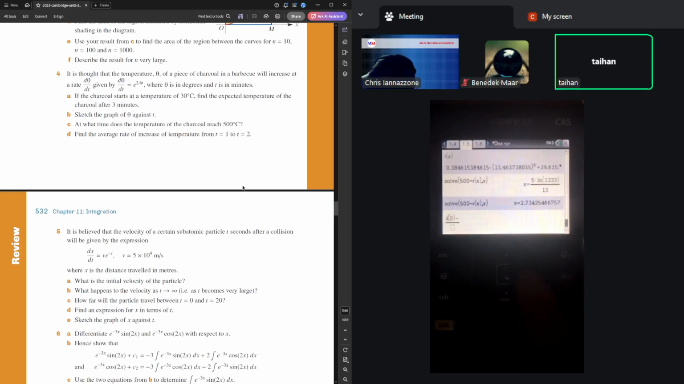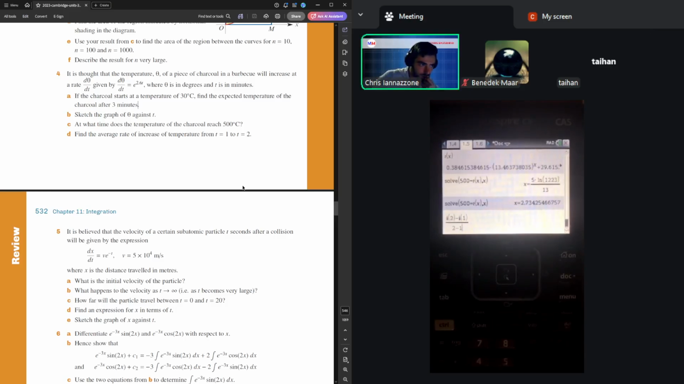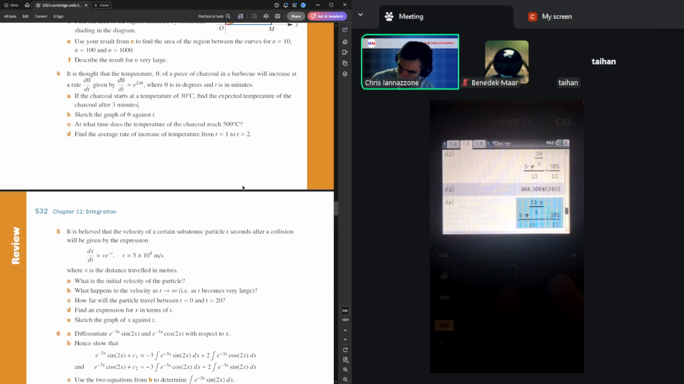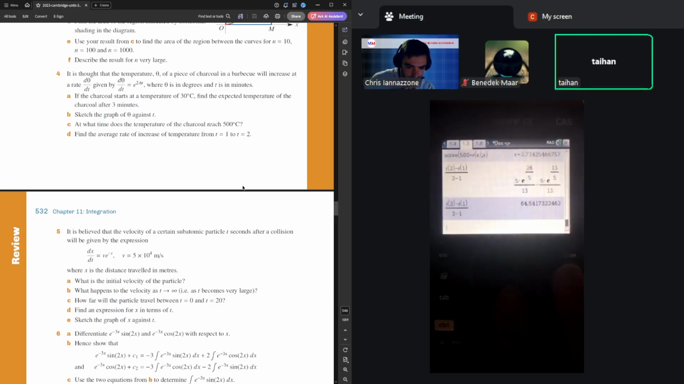What I got was theta of t equals 30 plus 1 over 2.6, brackets, e to the power of 2.6t, minus 1. That's the rewritten equation. You got a decimal, I got a fraction, so maybe you got something similar. But if you do your average rate of change, you should get 64-ish.